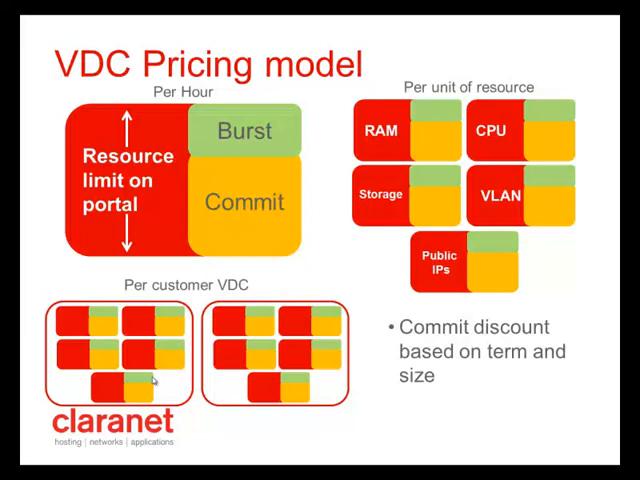As I mentioned earlier, the commit is based on a discount model based on the term and the size of the commitment. You can start on burst only and start using your resource on a per hourly basis, but as soon as you understand what your consistent usage model is like, you can then commit to an amount of resource which will give you a discount for that commitment. The commitments can be small and start from as little as a 3-month recurring commitment, but obviously the longer you commit, the better rate we will give you.